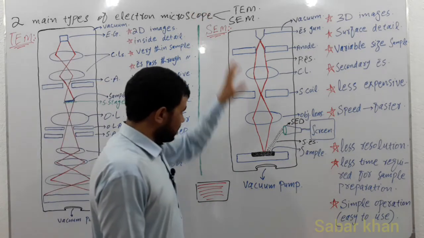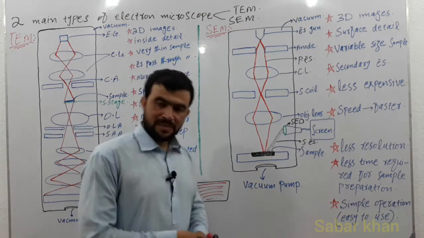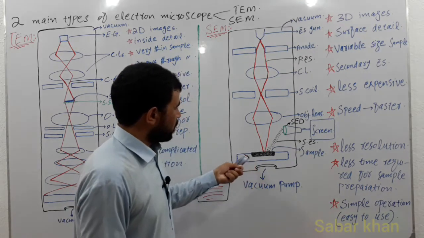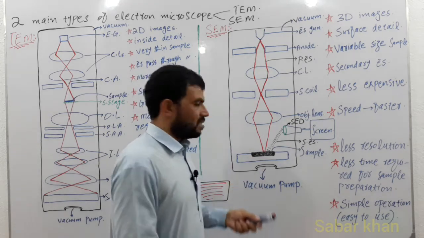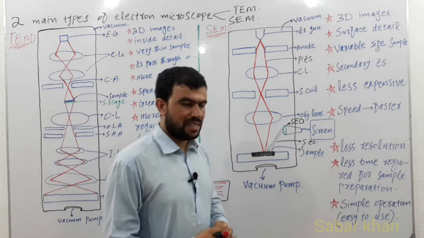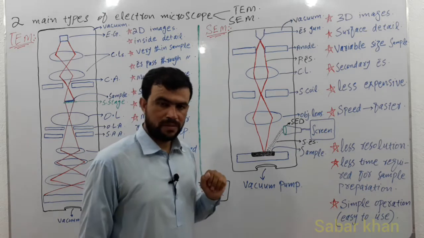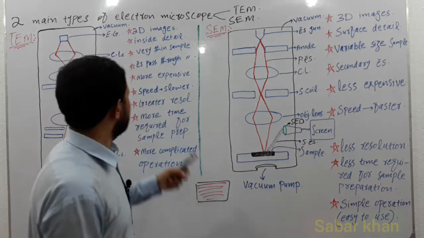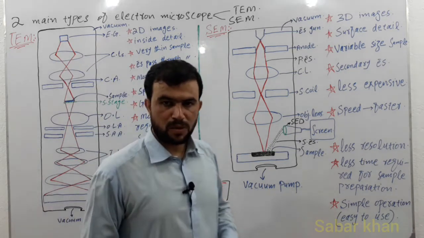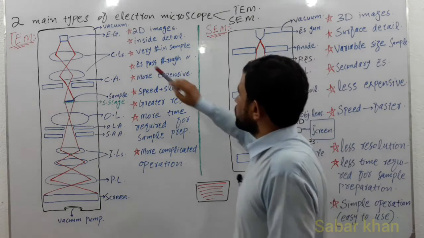This is called the scanning electron microscope because the electron beam does not transmit or pass through the sample, but the electron beam scans the sample and emits the secondary electrons. That is why it is called scanning electron microscope. So this is all about the transmission electron microscope and scanning electron microscope. Now we come towards the difference between these two types of electron microscopes.